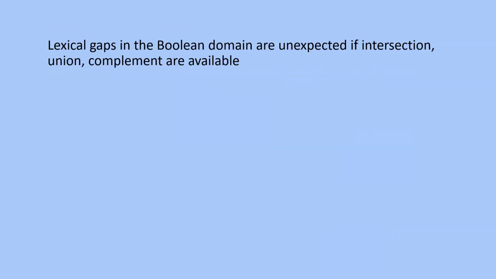From a strictly semantic or logical perspective, these kinds of gaps are unexpected if the semantic representation of these words, and, or, and nor for example, are just intersection, union, and complement. Because once you have those in your language of thought, so to speak, then there's nothing apparently that prevents you from having a very straightforward way of defining NAND.